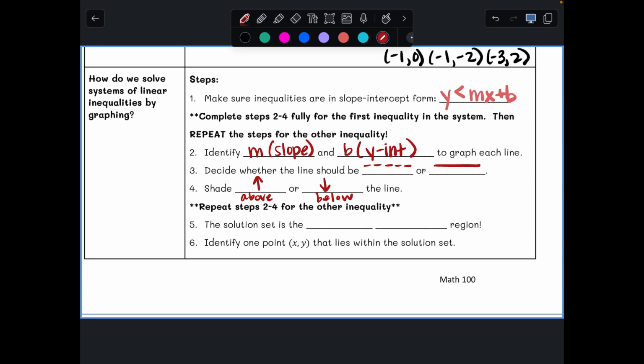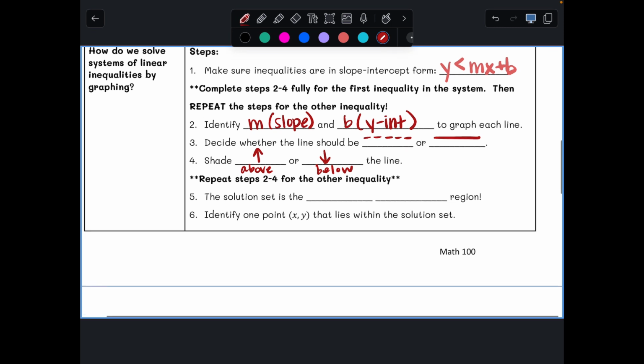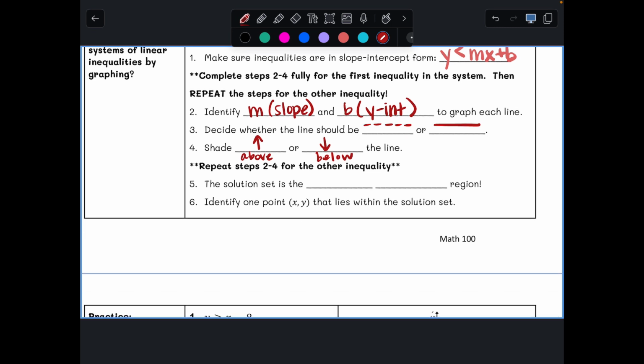Okay, so you would graph the first inequality and then repeat those steps for the second inequality. The solution set is the double shaded region. Then your last step is to identify one point, x, y, that lies within the solution set. There are many possible answers.